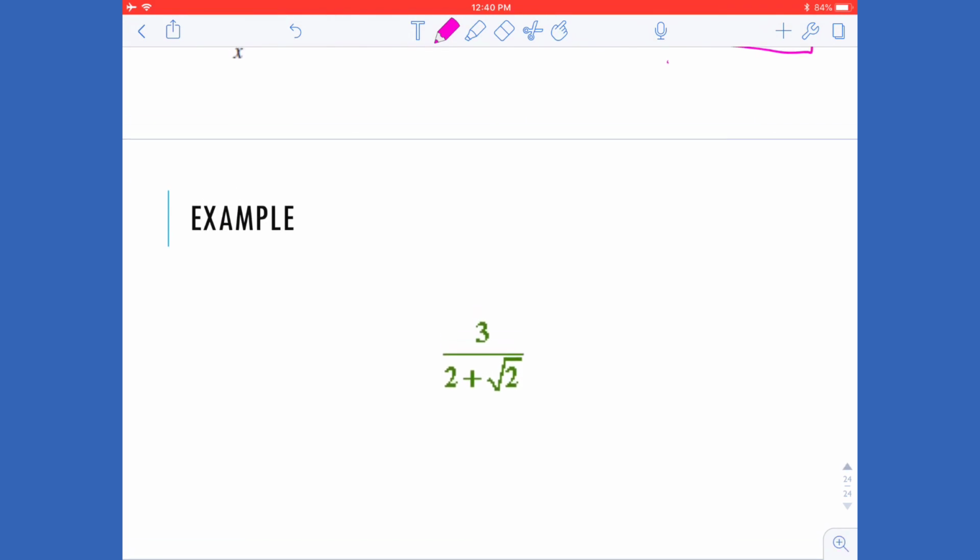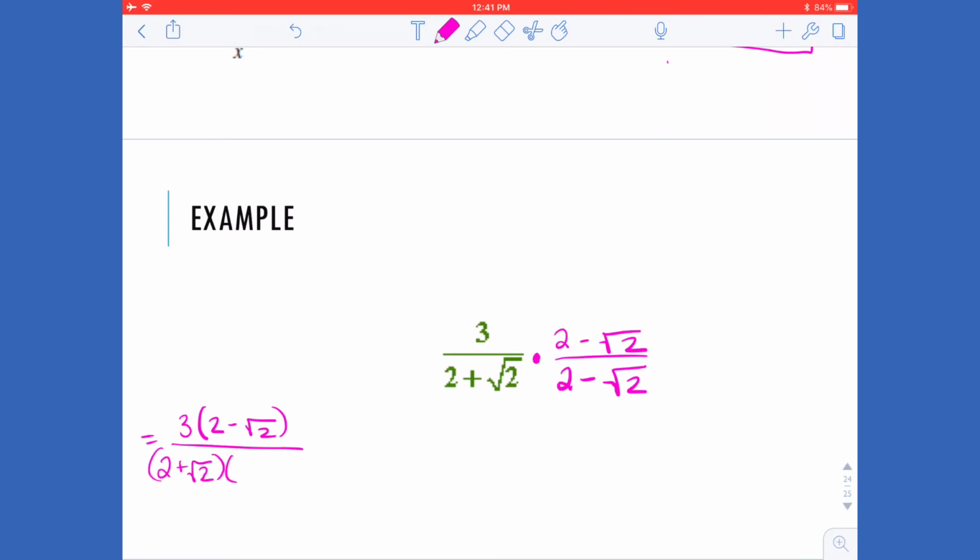I have one last example for you. Again, I encourage you to pause the video and then you can see if your solution matches up with mine. I am going to multiply by the conjugate, which is 2 minus square root of 2 to the top and to the bottom. So on top, I have 3 times 2 minus square root of 2 all over 2 plus square root of 2 times 2 minus square root of 2.